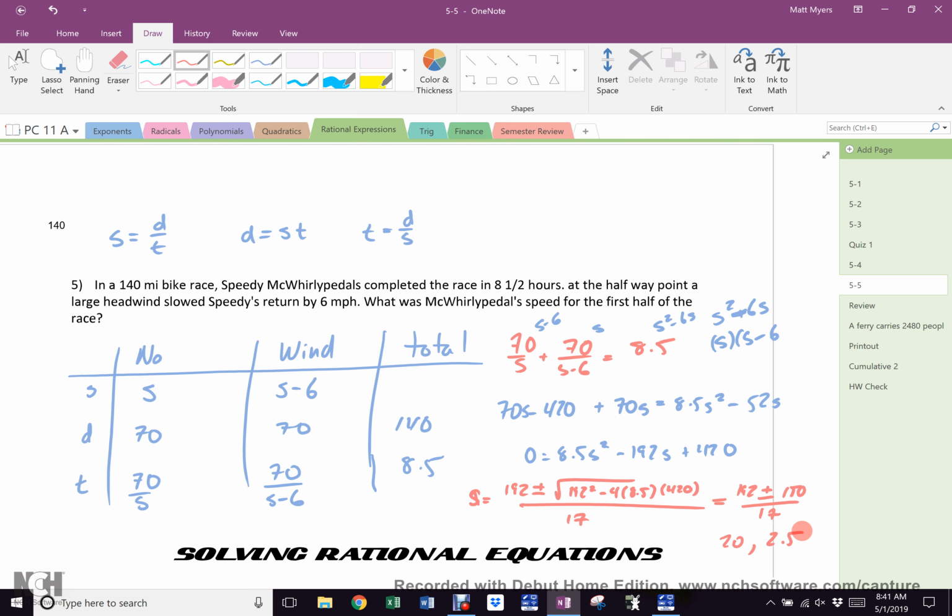Which is the right answer? Look again. 2.5 and 20 are both values of S, yes? Where do you see an S? I see an S right there. That could be 2.5 or 20. I see an S right there. What's that? If that's 2.5, was he riding home? Why not? Because 2.5 minus 6 is negative.